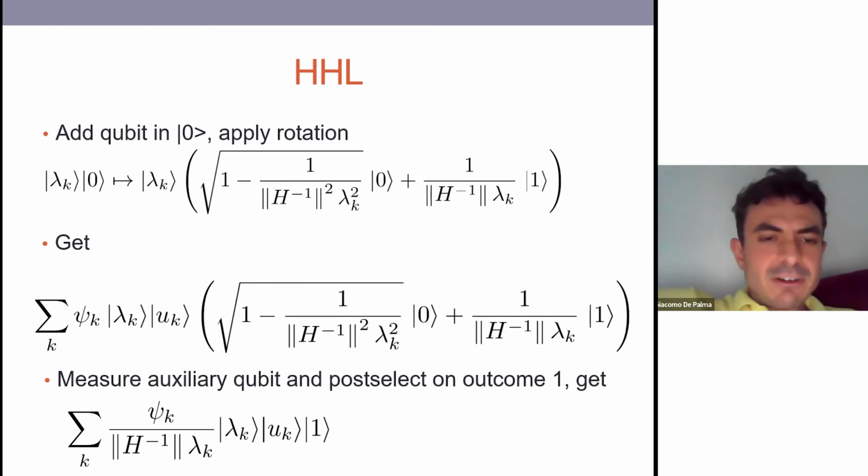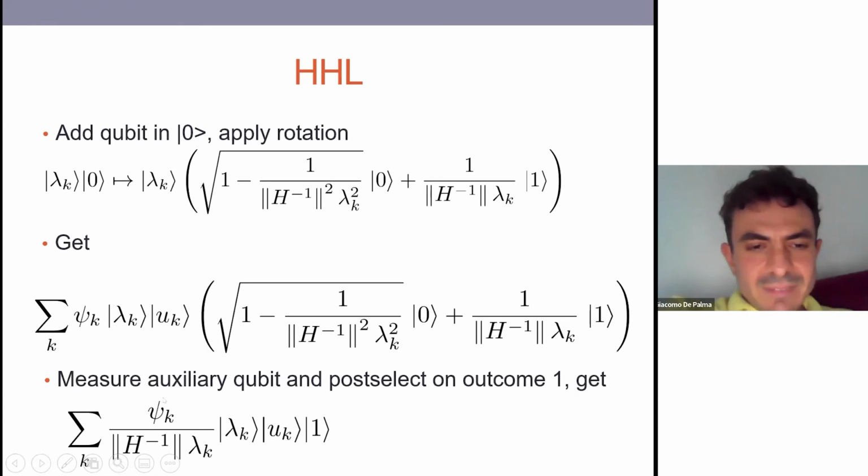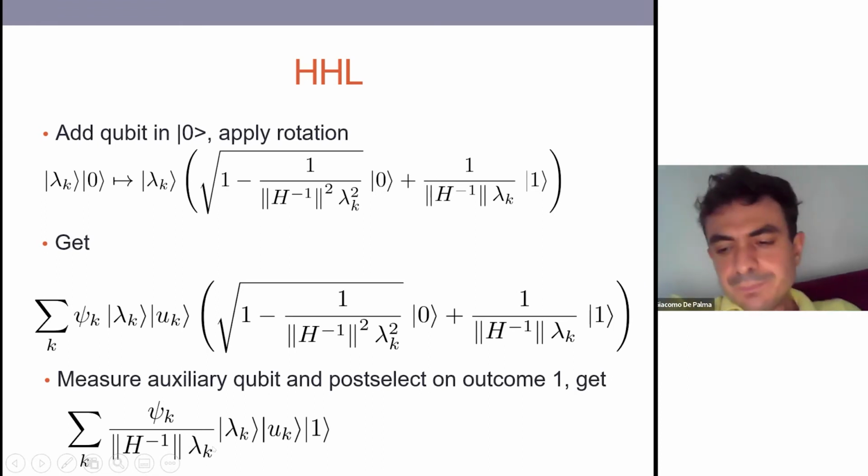And of course, since we are post-selecting, the square norm of this vector now is strictly smaller than 1. So what we have still is sum over k, psi k. This is the estimate of the eigenvalue. This is uk. This is 1 because we are post-selected. And then we have this normalization factor that we have introduced before. And then we have the inverse of the eigenvalue. And this is starting to look like what we want because the inverse of the eigenvalue has appeared.